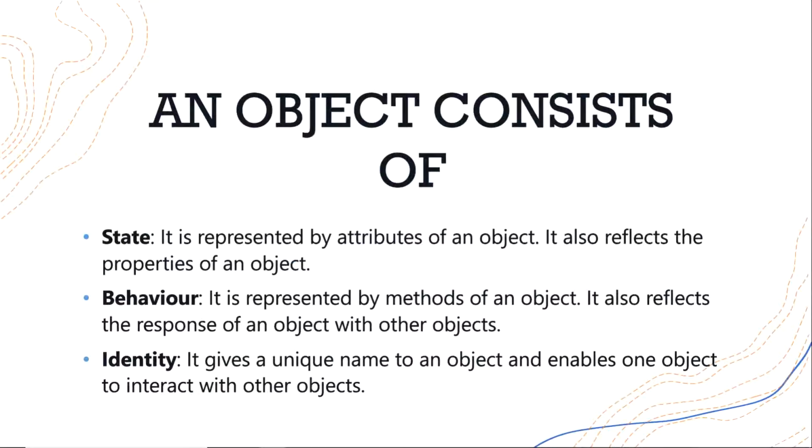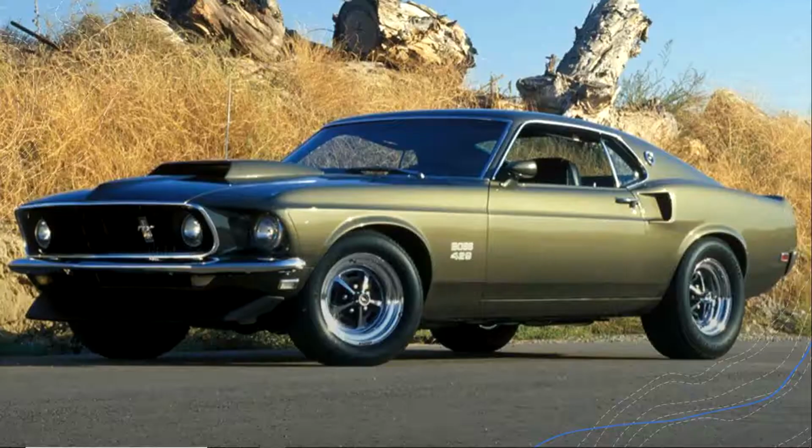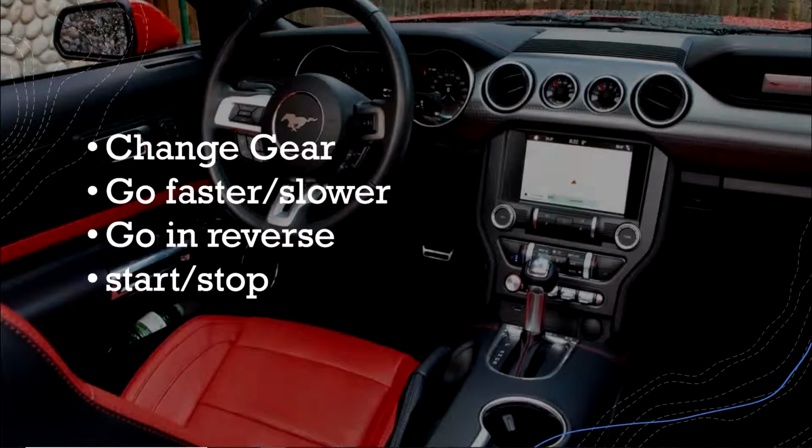Now let's understand what behavior is. Behavior is nothing but the methods of the object. What behavior means is how the object will react if it is asked to do something by another object or class. For example, if you look at this car, the change in the gear is the behavior. Now how will the car react if you change the gear to 1?